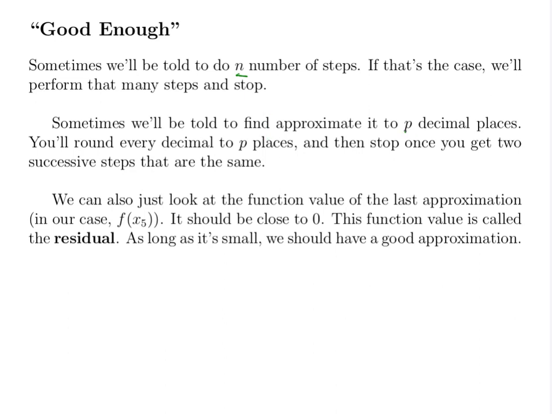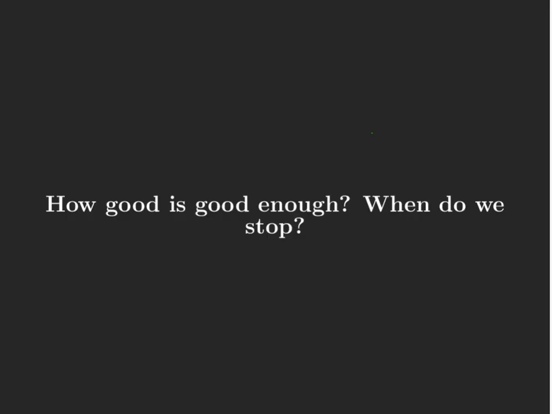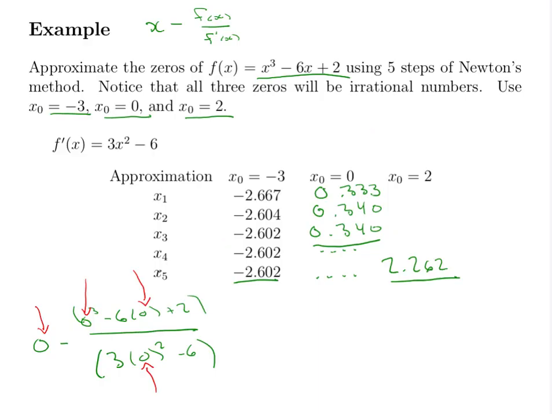Sometimes you'll be told to find it accurate to 3 decimal places or 4 decimal places, meaning every single time you do it, you're going to round off to that many decimal places, and then you can stop once you get a repeat in your answers. Notice here, we got a repeat of -2.602. And over here, we got a repeat of 0.340. And over here, you did get some repeats of 2.262, sorry.